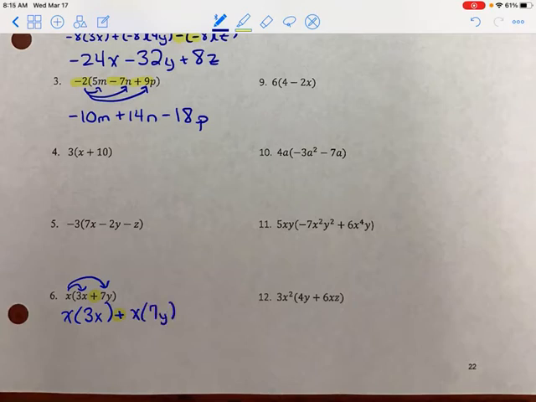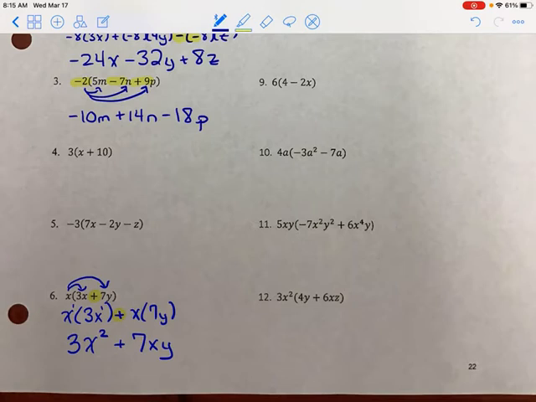Now remember your laws of exponents. I multiply the coefficients, so I only have a 3, so I'm going to keep that. And then for the x's, I add the exponents. And then for this last piece, I'm just going to put that in alphabetical order, and that will be 7xy.